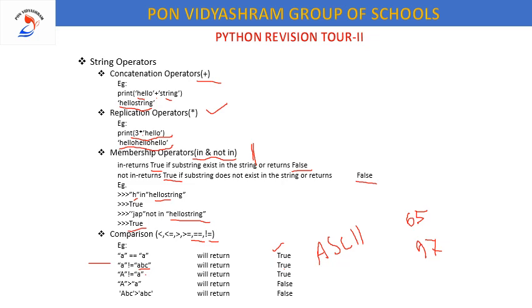Similarly, when it compares capital A greater than small a, no, only the small a has a greater value, so it returns false as a value. And once again, if you see capital ABC greater than small abc, only the lowercase alphabets will have a greater value because they start from 97. So when I give capital A, small b, small c, it's greater than small a, small b, small c, it returns false as a value. So this is how the comparison operator works.